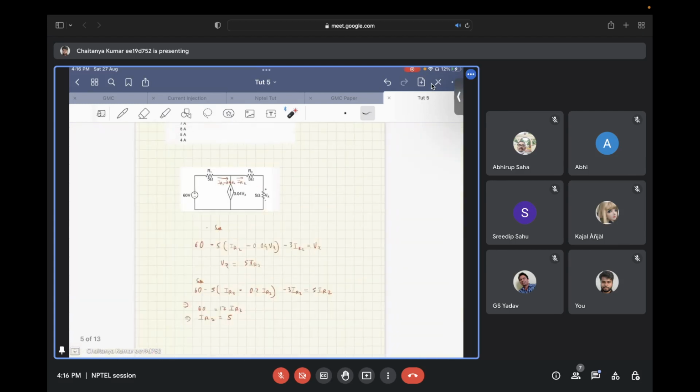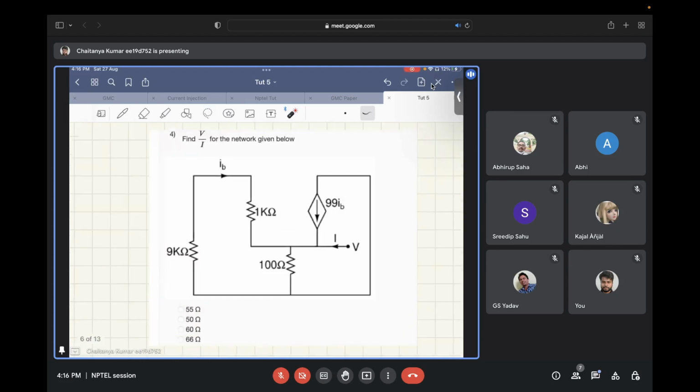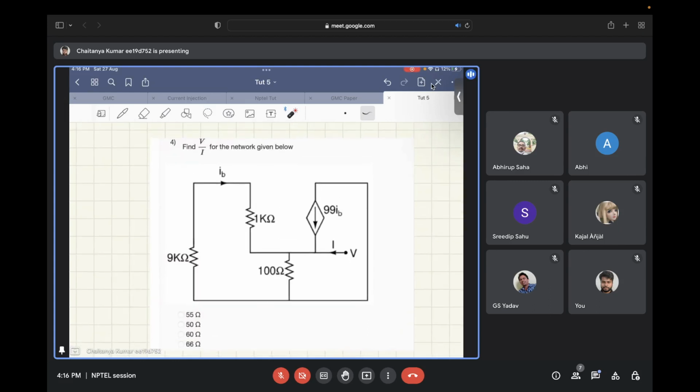Okay, so let's move to the next question. Here, basically, you need to find the input resistance from this node, that is V by I, that is equal to Rn. So please try it out.